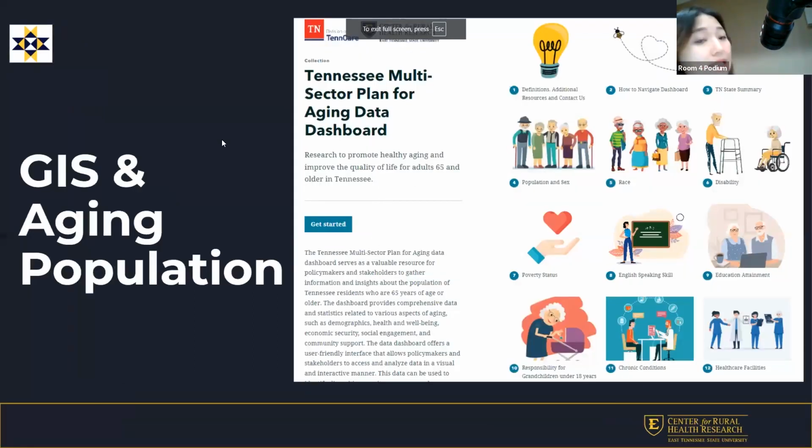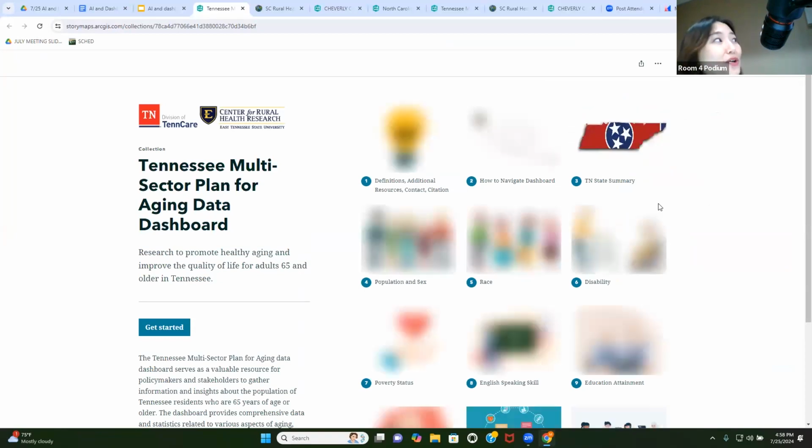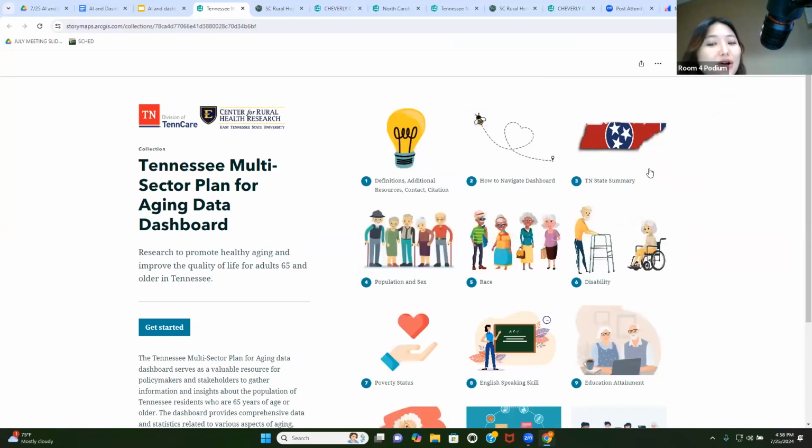I also created a Tennessee multi-sector plan for aging data dashboard. So Tennessee is one of the 10 states that joined the learning initiative with CHCS, the Center for Healthcare Strategies, to develop a multi-sector plan for aging. And it was a very small grant we got from TennCare. It was a $10,000 project, this one. And that was the first project when I started my job at East Tennessee State University.